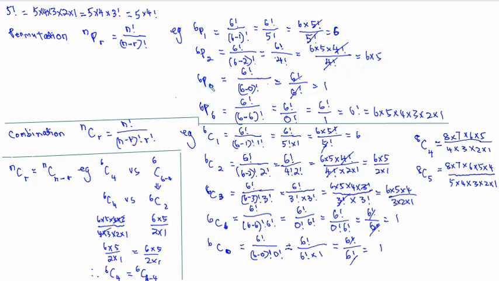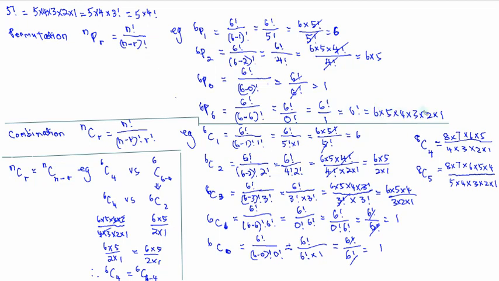Now what about 6P0? 6 factorial over 6 minus 0 factorial. So it's 6 factorial over 6 factorial, which is 1. If you don't pick any and you arrange, that also is considered one arrangement. Now 6P6 means you take all 6 of them and arrange them. So it's 6 factorial over 6 minus 6, and you get 6 factorial over 0 factorial. 0 factorial is 1, so it becomes 6 factorial.